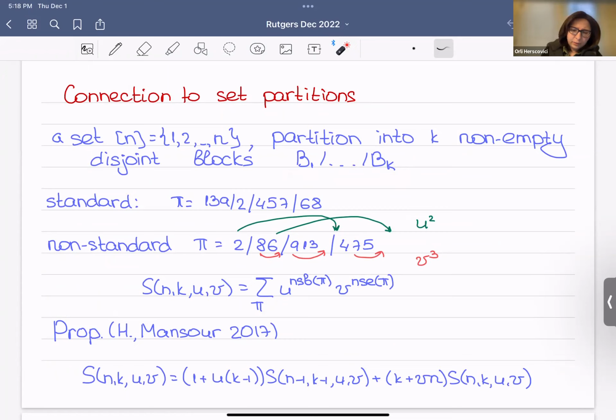And let's consider some example. Let's take this partition. Why do I call it standard? Because usually when we talk about set partitions, we say unordered set partition. It means that the blocks and the elements inside of blocks are unordered. So as a standard form for writing those partitions, we write elements inside of blocks in increasing order, and the blocks themselves we write in increasing order of minimal elements of each block.